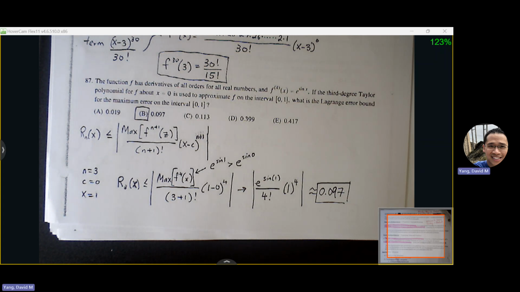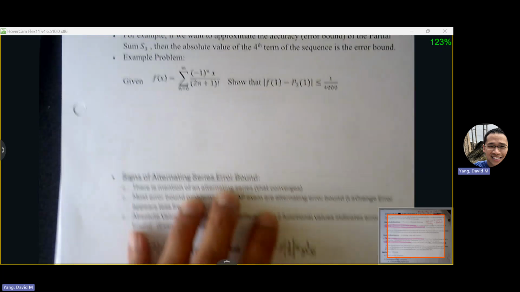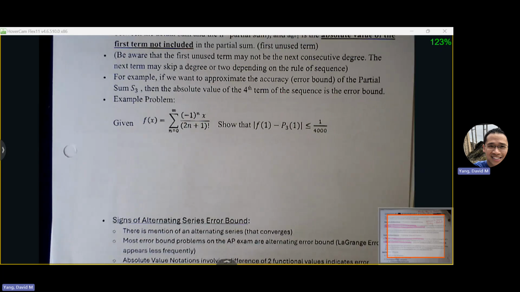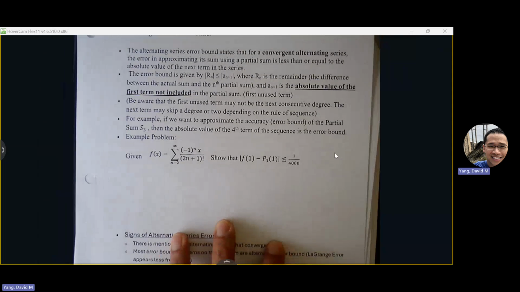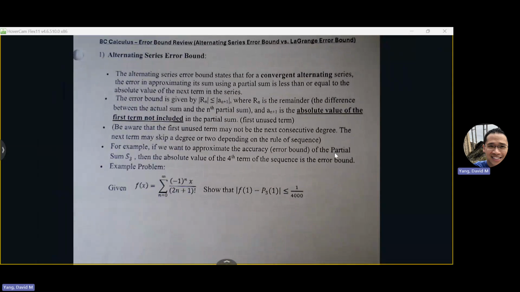So on this topic, I do want to make sure that we can gain some clarity between alternating series error bound and Lagrange error bound. It's great if they announce which one it is, but sometimes they don't, and I want to make sure that we are clear on that. So this is the handout, going over those distinct differences, or how to tell the difference between those two, especially if they don't tell you explicitly that it's AST or Lagrange error bound.